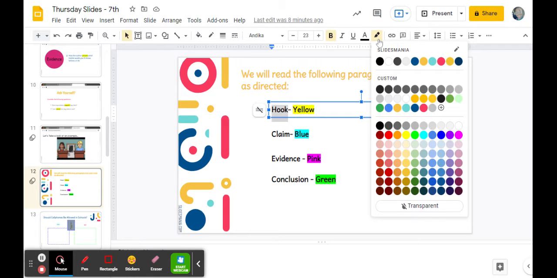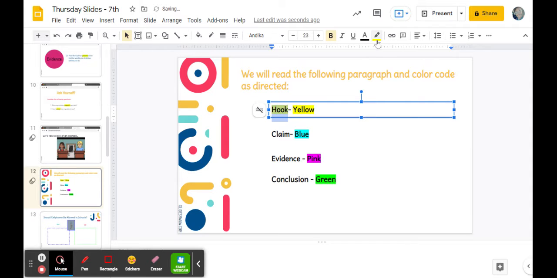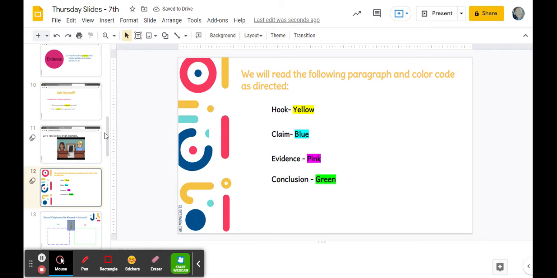And then there's this little highlighting tool right here at the top. You'll click it and then say it needs to be yellow. You'll click yellow and it'll highlight it that color. I'm going to take my highlight off because I don't need to highlight that, but that's how you'll do it when you get to the activity.